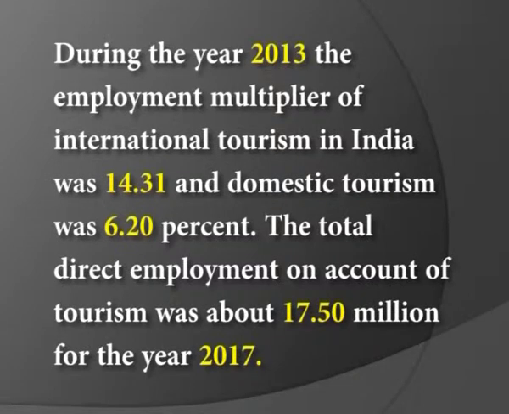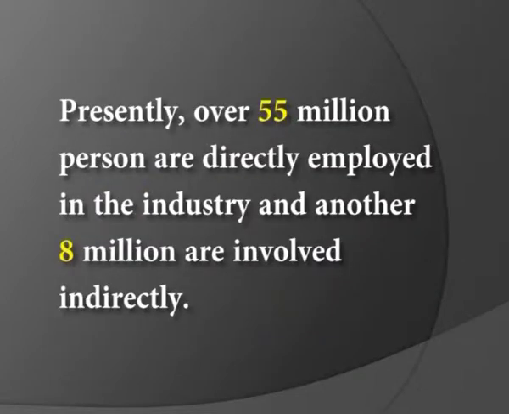During the year 2013, the employment multiplier of international tourism in India was 14.31 and domestic tourism was 6.20%. The total direct employment on account of tourism was about 17.50 million for the year 2017. Presently, over 55 million persons are directly employed in the industry and another 8 million are involved indirectly.